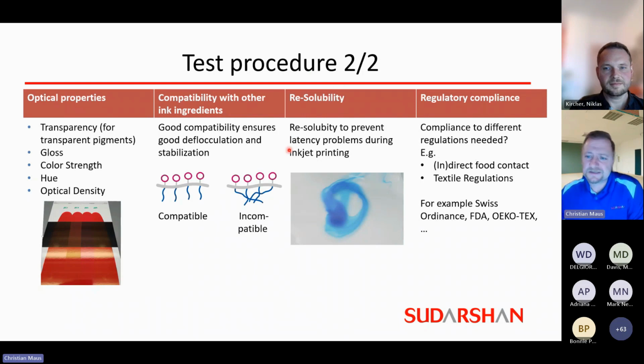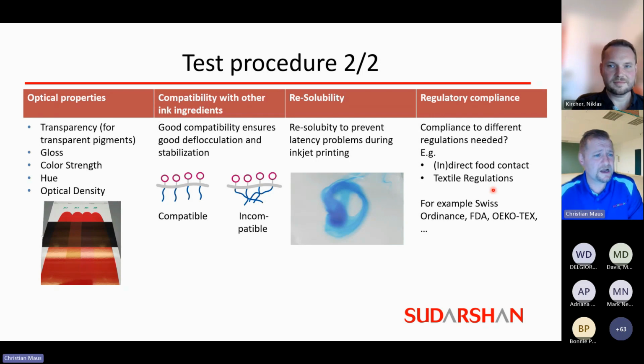That's something you can test. And last but not least, and it's very important and a part of our daily life, is the regulatory compliance, which depends on the end application you want to use it for. The ink can include indirect or direct food contact, and textile regulations can be and have to be considered. Swiss ordinance, FDA, Ökotex, that's some examples. So there's a whole procedure going on when we test our dispersions made of pigment and dispersant.